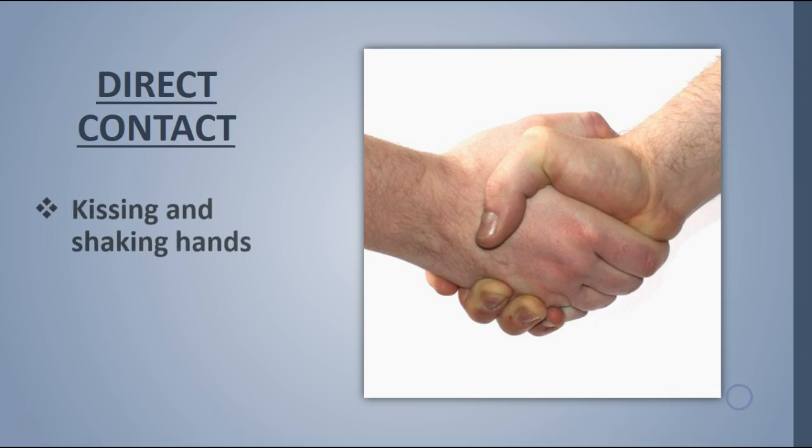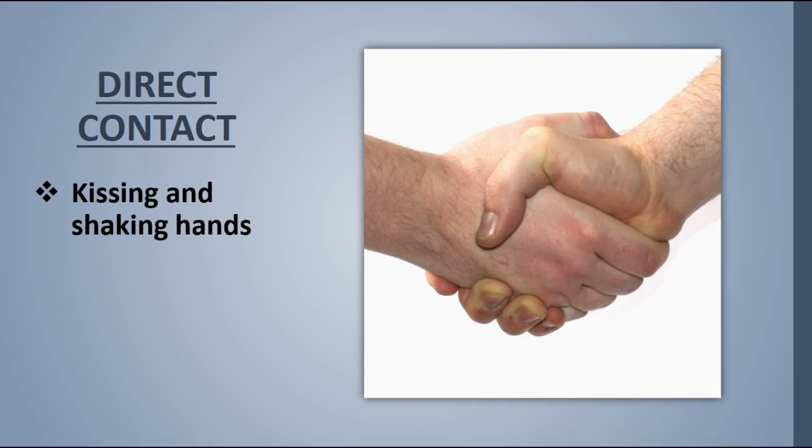As we stated before, direct contact would include kissing and shaking hands. So you're actually touching that person. And our examples are cold sores and mono.